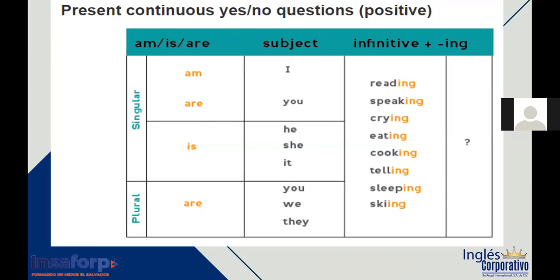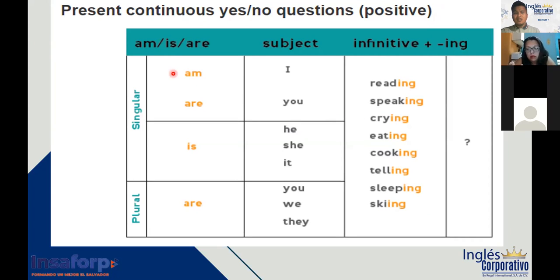Here, guys, we have the formula we need to follow in order to create a question. And it is very simple. It's not that complicated. What we do is we just reverse, revertimos, right? We move the verb be to the beginning, then the subject, then the verb, and obviously the ing form of the verb, okay? And the most important part, the question mark at the end, ¿sí? El signo de pregunta at the end. As you can see, we have the singular form and the plural form. And we have an example like this.